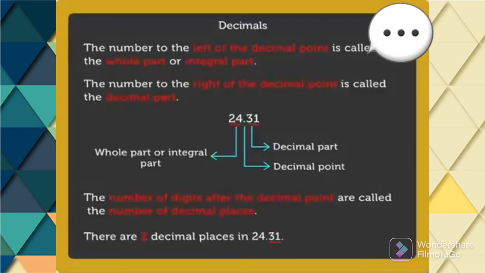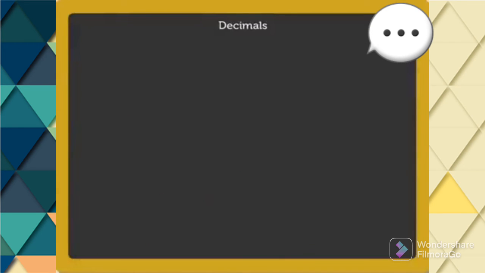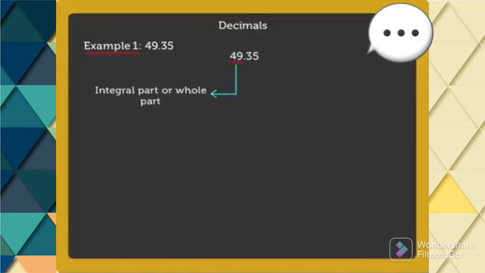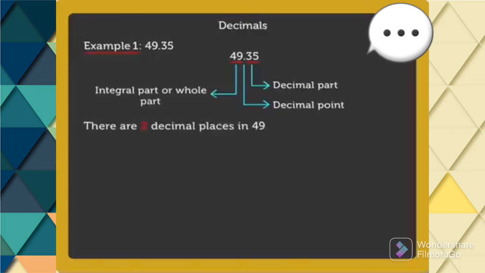Now, let's look at a few examples. 49.35. 49 is the integral part. The dot in between 49 and 35 is the decimal point. 35 is the decimal part. It is read as 49.35. Look, there are 2 decimal places in 49.35.